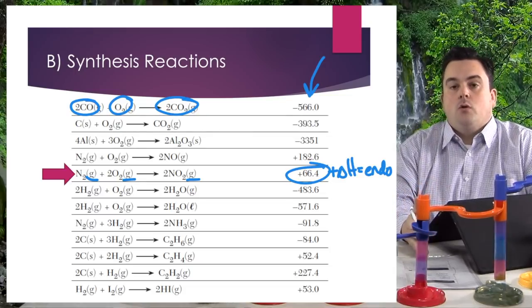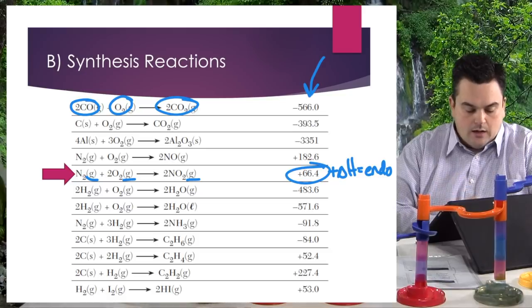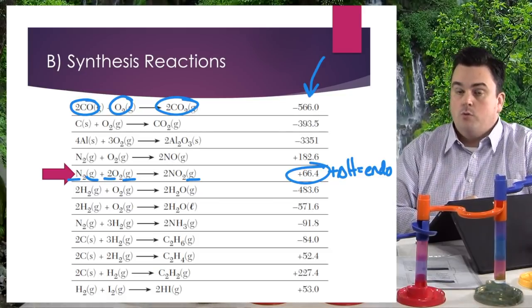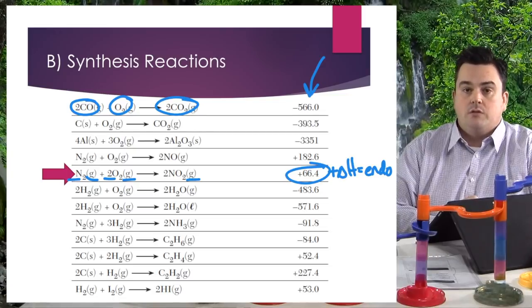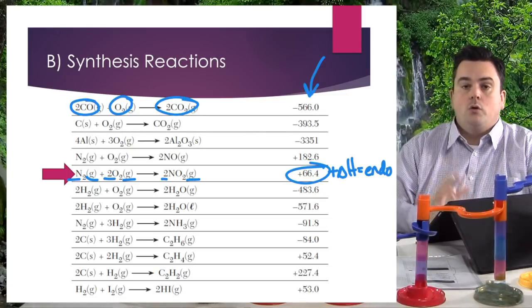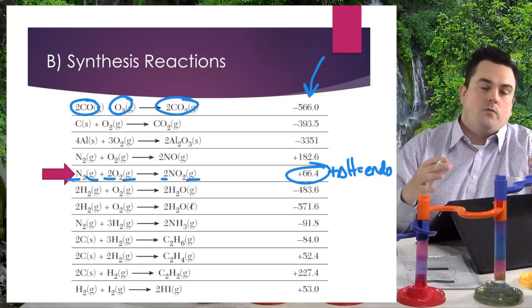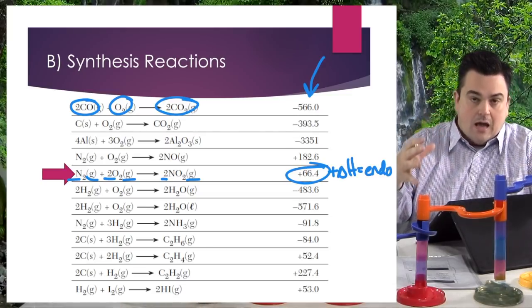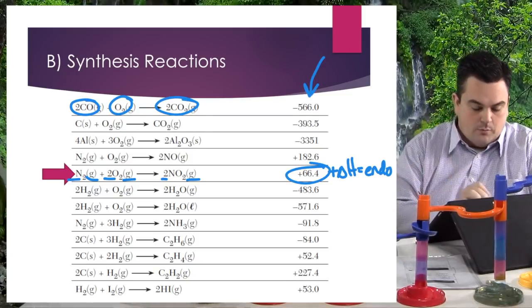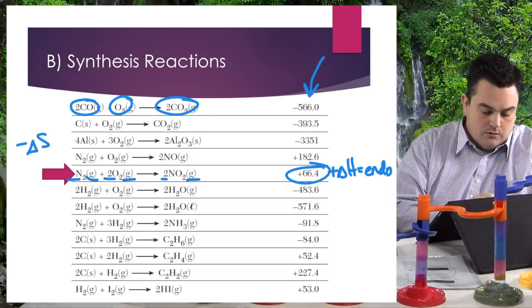We're going to take a look at the total number of moles. I have 1 mole of N2 and 2 moles of O2, so I have 3 total moles of reactant. I only have 2 moles of product. So the total moles went down. Therefore, I increased in my order, or I decreased in my disorder. So my delta S value is negative.